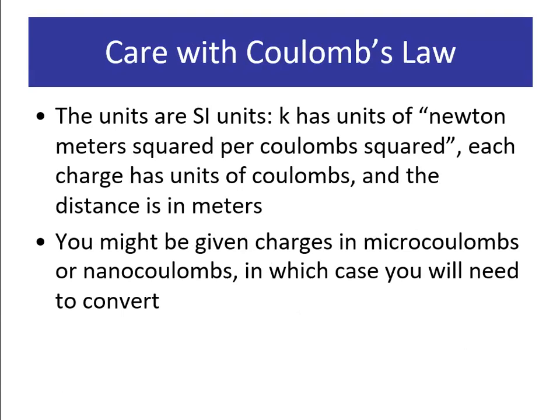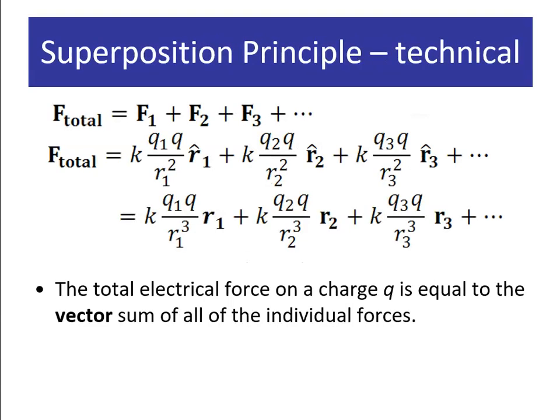Now, you do need to be careful with units. We're always going to be dealing with SI units. However, a coulomb, as we've mentioned, is a very large amount of charge. Typical everyday charges are in the order of microcoulombs or nanocoulombs. Well, micro is 10 to the minus 6th and nano is 10 to the minus 9. So whenever you're dealing with something like that, make sure that you convert into SI units before you start.